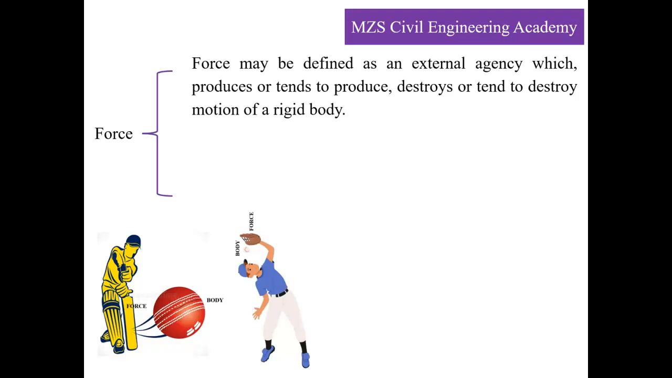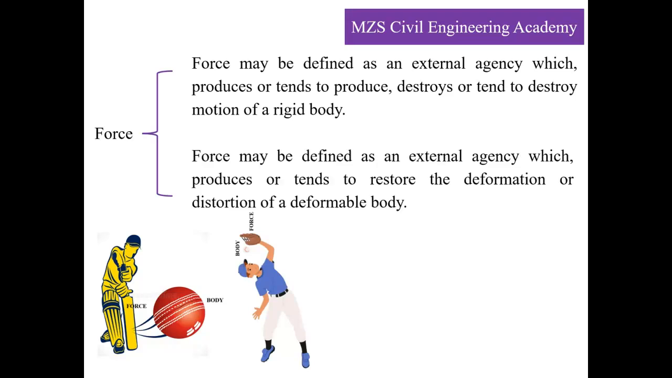The next picture shows a wicket keeper going to stop the ball. Here his hands act as an external agency which applies a force to stop the motion of the body. It supports the statement that force destroys or tends to stop the motion of a rigid body.